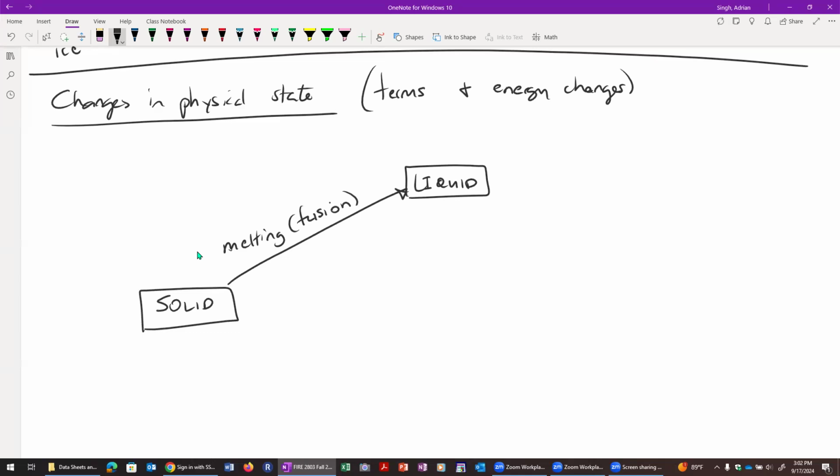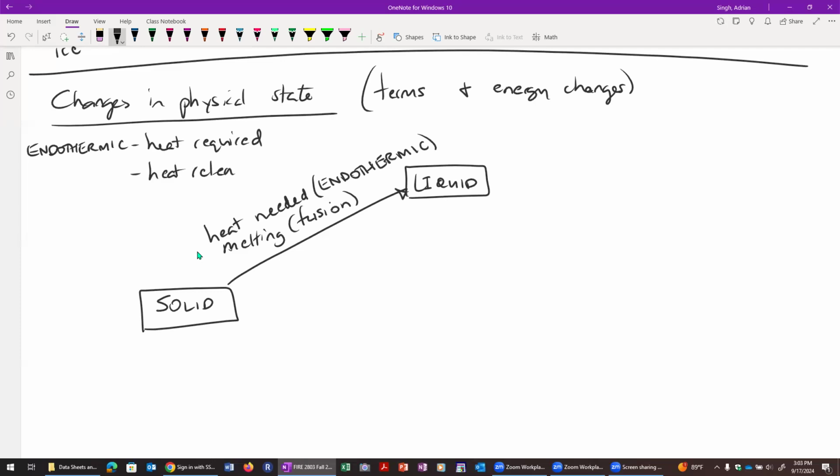Okay, and as you know, in order for ice to melt, we need to provide heat. Okay, so heat is needed. And that process of requiring heat is called an endothermic process. Okay, so right there, two terms here on the left that we'll see. So endothermic, endo means to the inside, thermic meaning heat. So heat required. And then the opposite of that would be a process where heat is released. You probably guess what it is. That's exothermic.